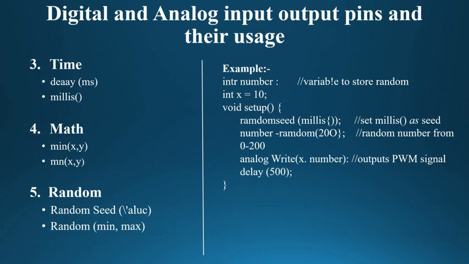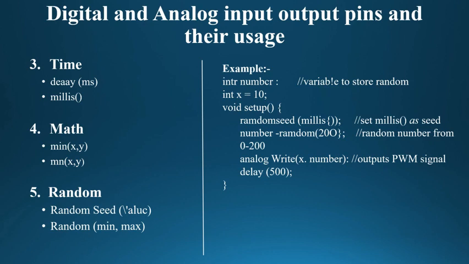So let's see an example. Here we are taking integer r as a variable to store a random value, and int x equal to 10. We are doing this in void setup itself. In void setup we are setting a randomSeed of millis, so it will seed a value with the millisecond. Then we are setting number equals random of 200. In this we are passing only one parameter, so by default it takes min value as 0 and max as 200. So the random number is generated between 0 and 200.